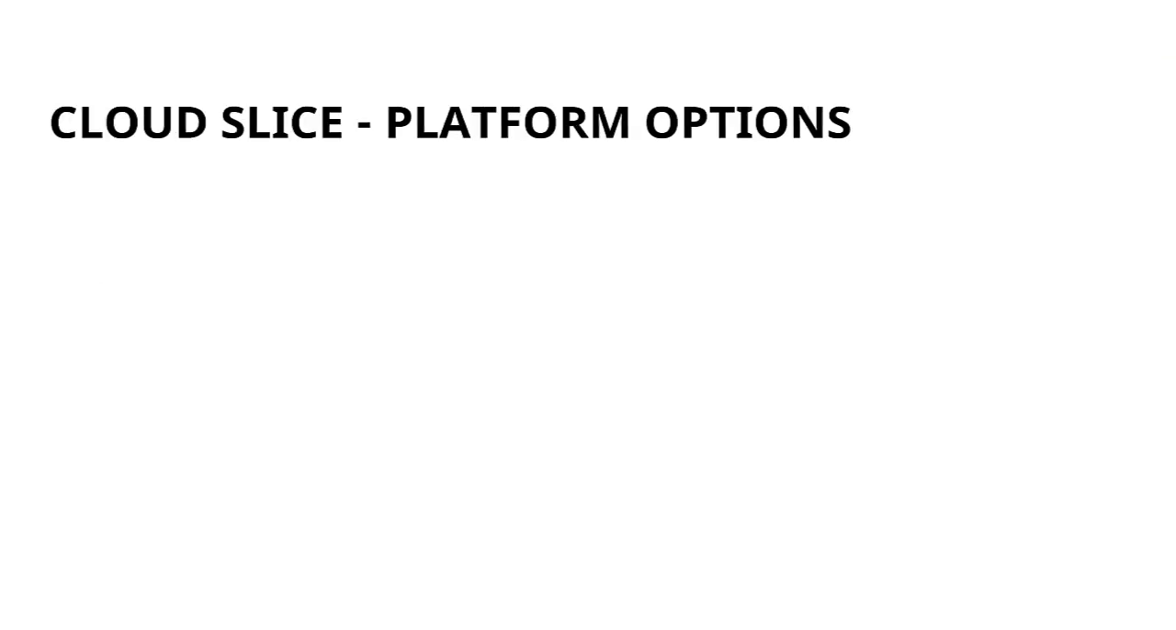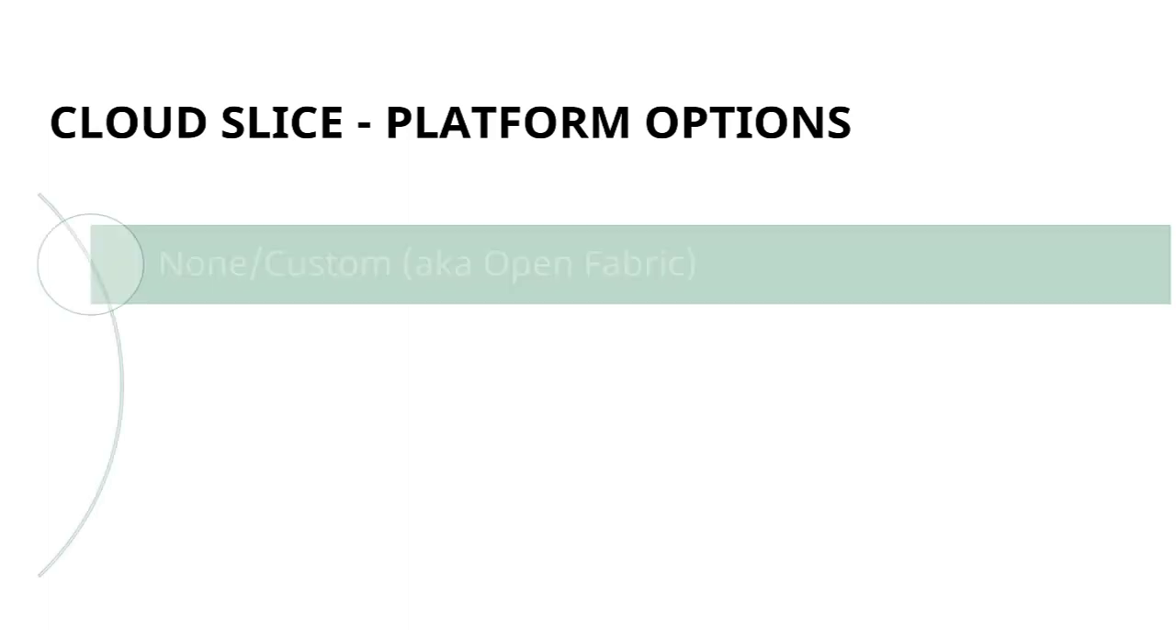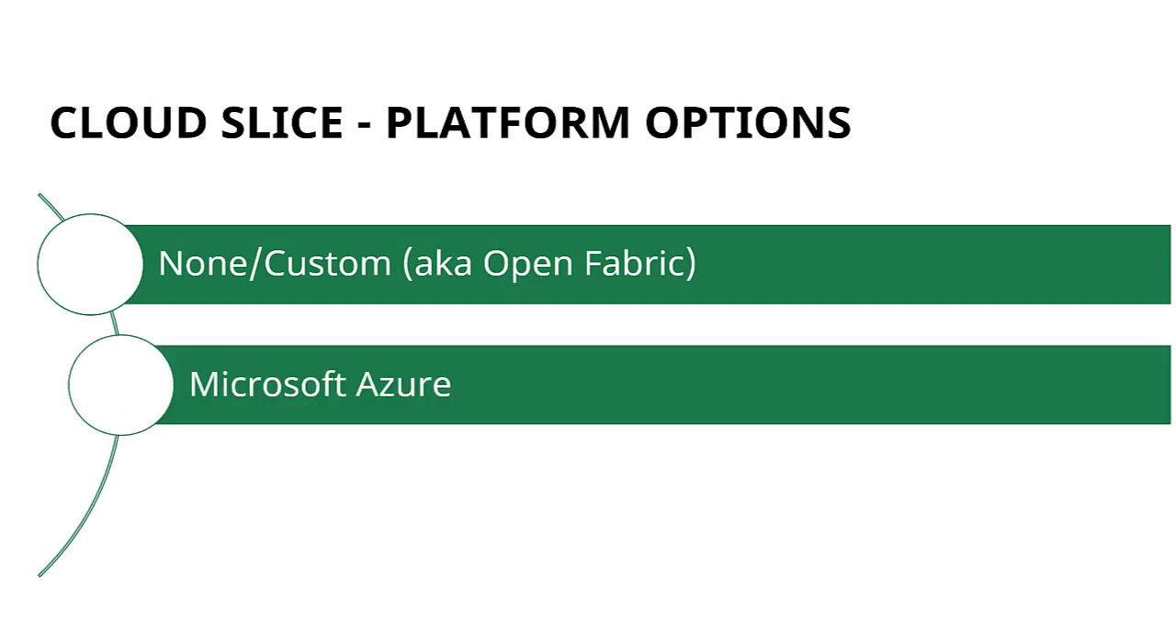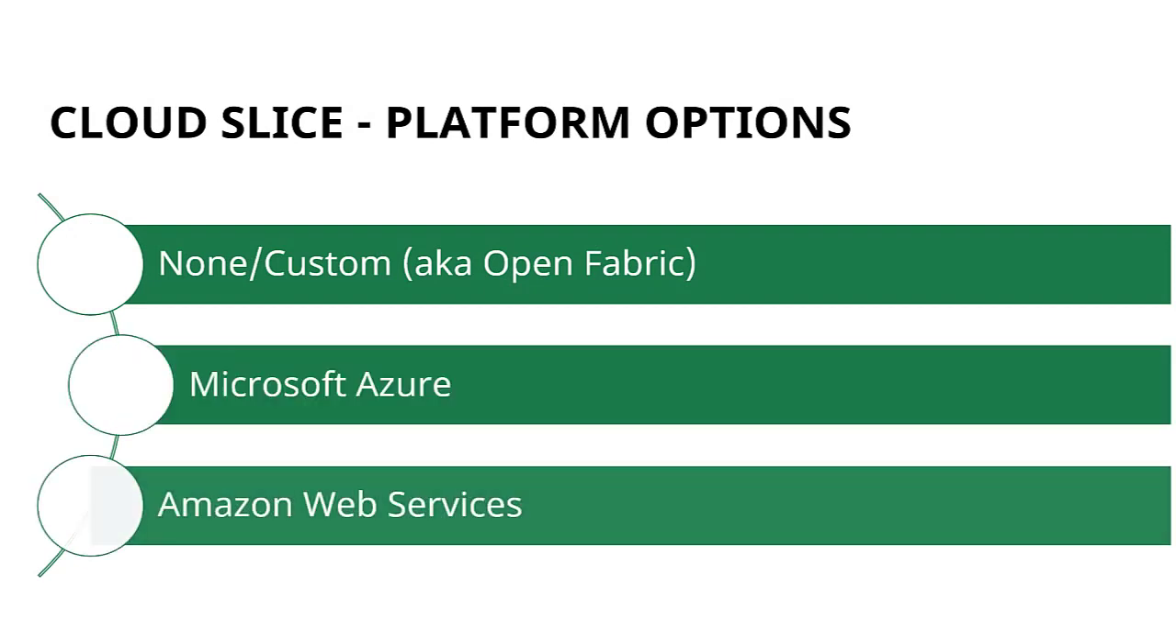Our Cloud Slice options are referring to those Azure and AWS lab fabrics. Without a VM, we do a thing called Cloud Slice, which is how we slice up different little pieces of your subscription for your users to consume. So you have a couple options here. You can do the none or the open fabric, the Microsoft Azure, or Amazon Web Services.